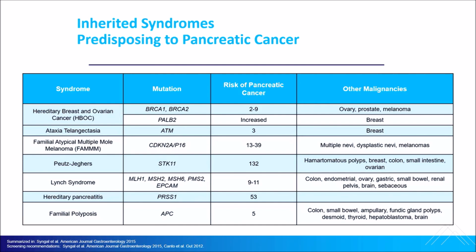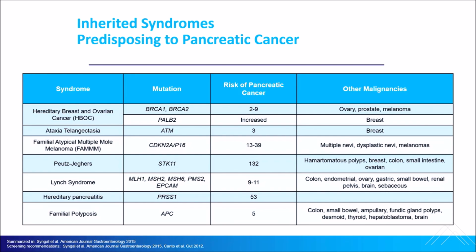Caused by germline variants in CDKN2A or P16, very high risk of pancreatic cancer, but also dysplastic nevi and melanoma. Peutz-Jeghers syndrome, caused by STK11, relative risk of pancreatic cancer, you see this number everywhere, is 132. Also causes hamartomatous polyps throughout the GI tract, very high risk of breast cancer and some other cancers.